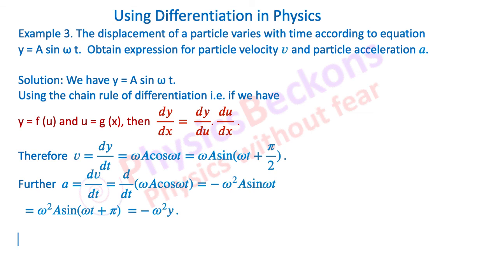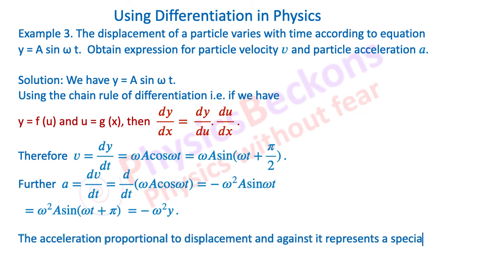This is a special type of motion where acceleration is proportional to displacement and is directed against it. The negative sign indicates that displacement and acceleration are in opposite directions. This special type of motion we call simple harmonic motion. You will study this motion in detail in a later lesson in class 11.